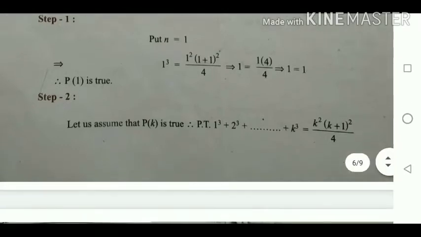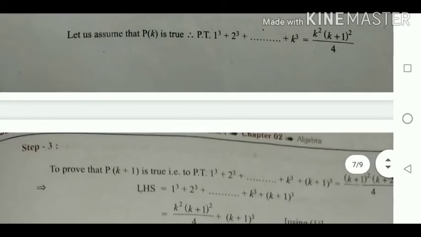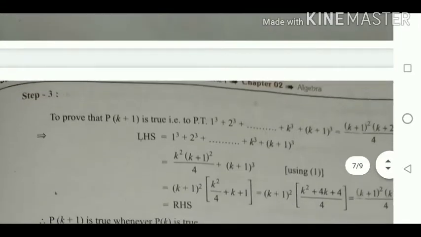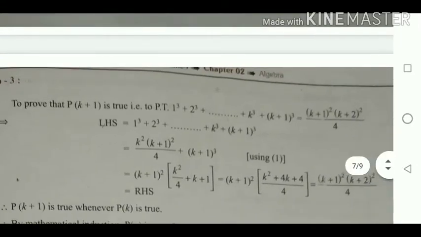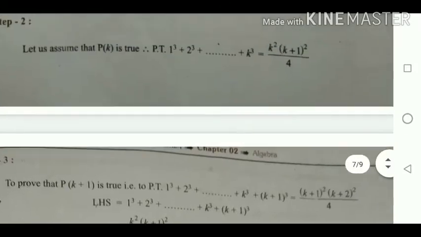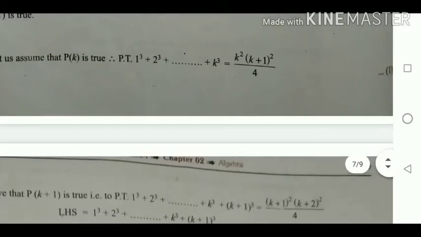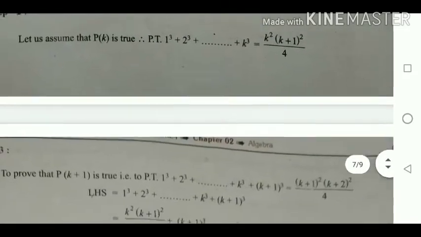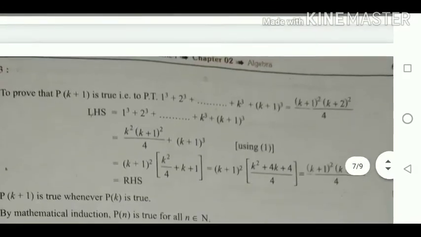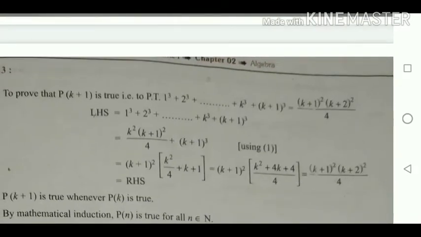Likewise, let us assume that P of k is true. So 1 cube plus 2 cube up to k cube equals k square into k plus 1 whole square divided by 4. To prove P of k plus 1 is true, 1 cube plus 2 cube up to k cube plus k plus 1 whole cube equals, in the place of n, that is k, we are putting k plus 1. In the place of k plus 1, we are putting k plus 1 plus 1, that is k plus 2. So k plus 1 whole square into k plus 2 whole square divided by 4.